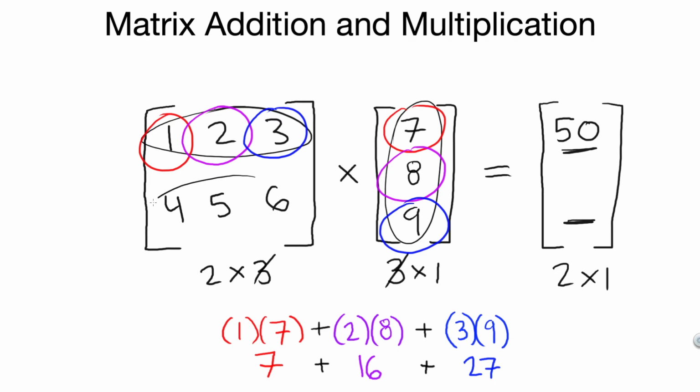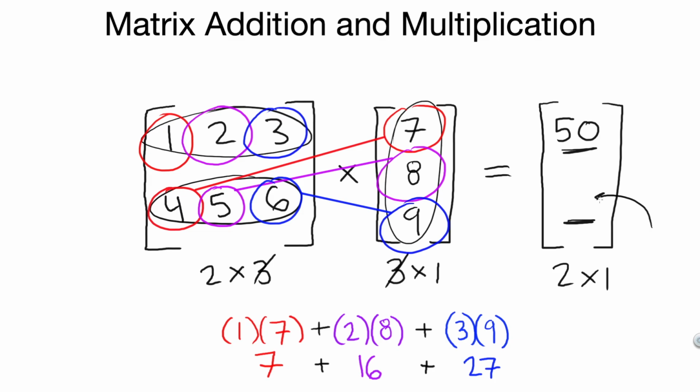The same process will repeat for the second row of this column. 4 is multiplied by 7, added to 5 multiplied by 8, added to 6 multiplied by 9. Therefore, in this spot, we will have 4 times 7, or 28, plus 5 times 8, or 40, plus 6 times 9, or 72. This leaves us with a total of 140. Therefore, the entries in our 2 by 1 matrix are 50 and 140.